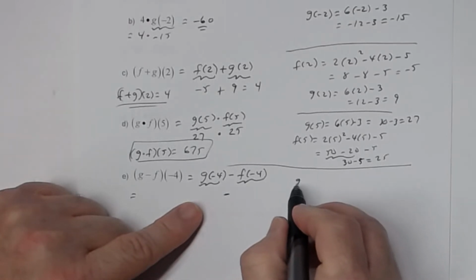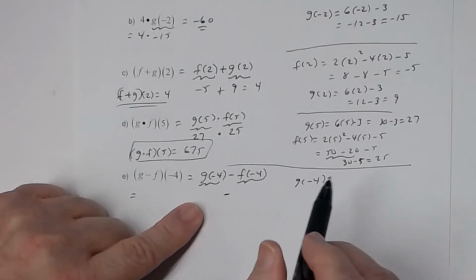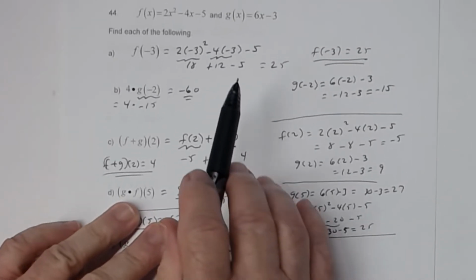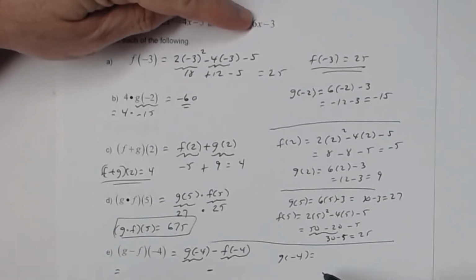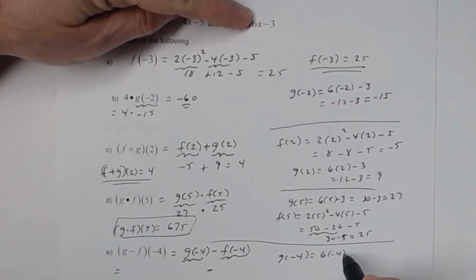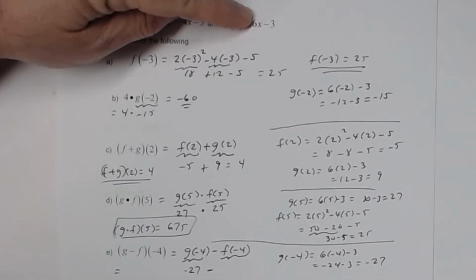So let's find g of negative 4. So g of negative 4, I go to my function g, which is this linear function, and wherever I see the variable x, I substitute negative 4. So I get 6 times negative 4 minus 3, so that's negative 24 minus 3, which is a negative 27. So this is a negative 27 right here.